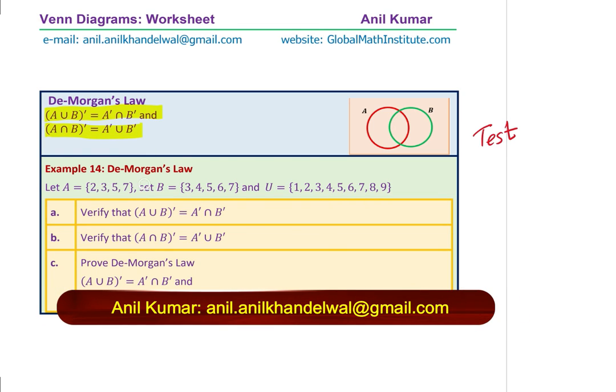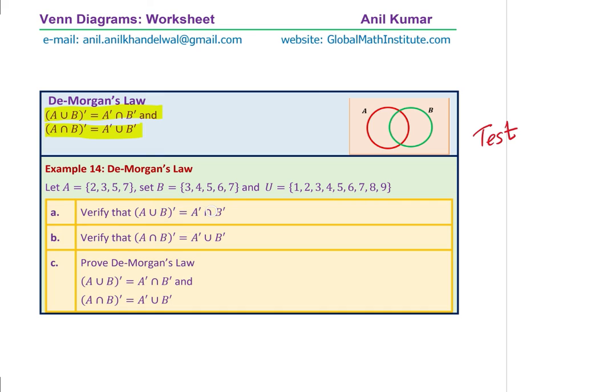You can verify this using the sets where A has elements 2, 3, 5, and 7. B is 3, 4, 5, 6, and 7. And C is 1, 2, 3, 4, 5, 6, 7, 8, and 9. Correct? So to verify, for example, what is A union B complement? We say it is not A intersection not B. So first you find what is A union B and what is not included in A union B, right?